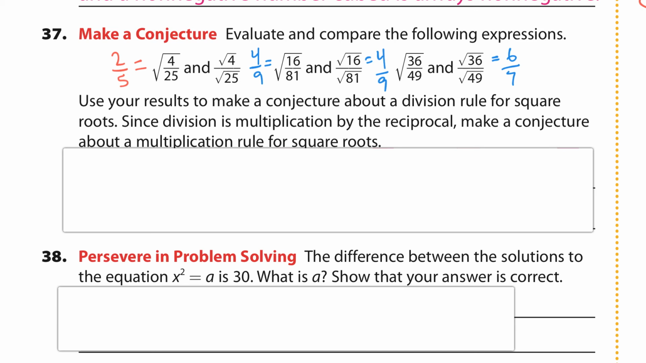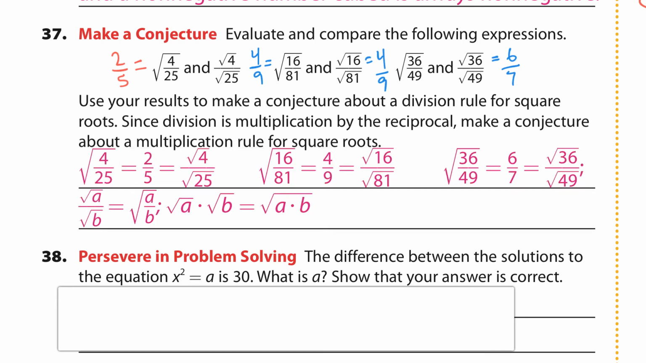And so this is what the publisher has to say. In the end, the square root of a over the square root of b is the same thing as the square root of a over b. And the square root of a times the square root of b is the same thing as the square root of a times b. See, you can do it all together or you can do it separately. It doesn't really matter. You get the same answer.